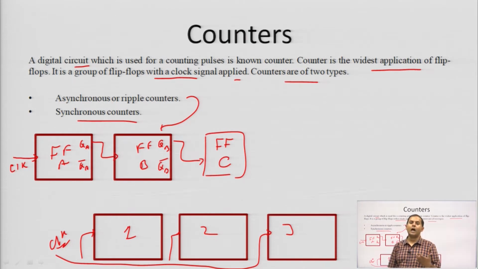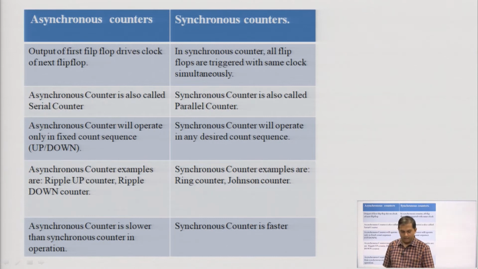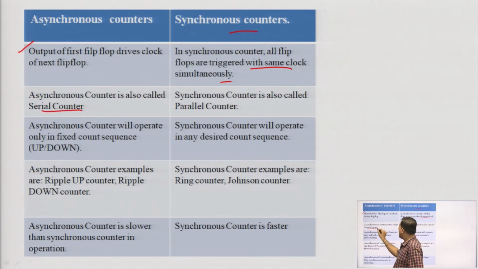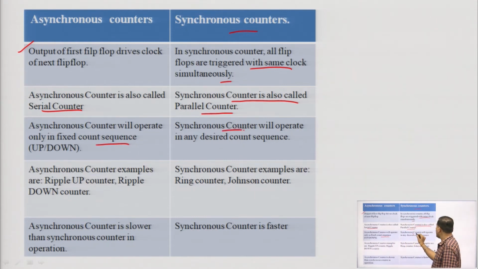So, depending upon how the clock is applied to the flip flops, counters are of two types, asynchronous and synchronous. In an asynchronous counter, the output of the first flip flop drives the clock of the next flip flop, whereas in a synchronous counter all flip flops are triggered with the same clock simultaneously. Asynchronous counter is also called serial counter and synchronous counter is also called parallel counter. Asynchronous counter will operate only in a fixed count sequence, up or down, but synchronous counter has the advantage that it will operate in any designed count sequence.